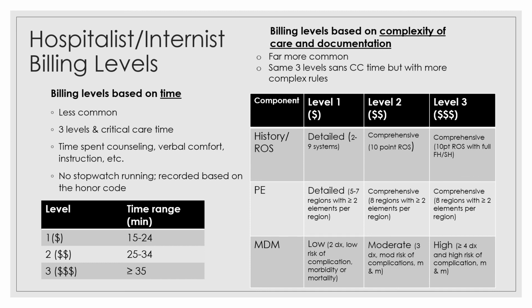Far more common, same 3 levels, except for chief complaint time, or critical care time, but with more complex rules, and you can see that here. Critical care time is also defined as direct delivery of medical care for a critically ill or critically injured patient. A critical illness or injury acutely impairs one or more vital organ systems such that there is a high probability of imminent or life-threatening deterioration in the patient's condition. So I can't bill critical care time if I'm stitching up somebody's knee gash. It has to be something that, if we're not treating it quickly, the patient could die.